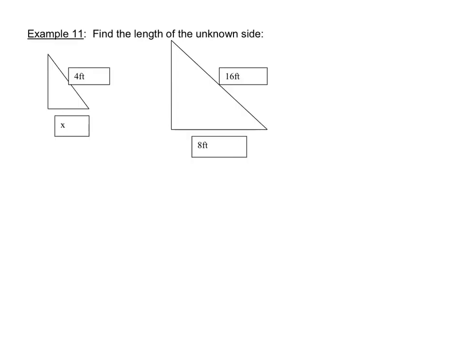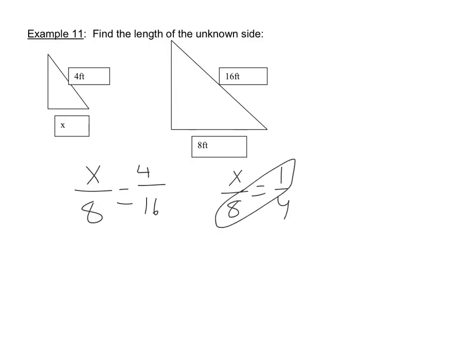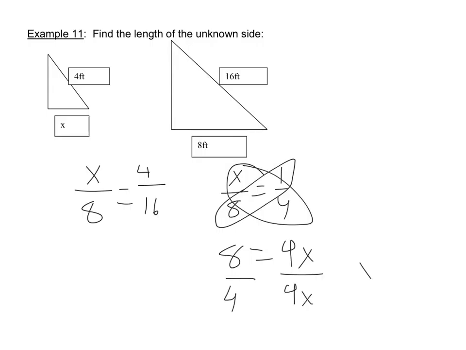Alright, so here it says find the length of an unknown side. So let's use the proportion. I look, which side is related to x on the other triangle? The 8. So I immediately set up x divided by 8. Now it's the smaller triangle on the top, bigger triangle on the bottom, equals 4 over 16. And I would do this: x over 8 equals 1/4. 4x equals 8, divide by 4. x equals 2 feet. So there we go. We'll see you guys in class.